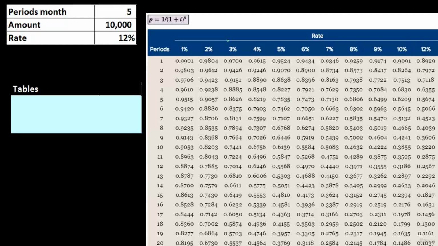So we'll take the 12 divided by 12, that gives us 1%. 1% being the percent, 5 being the periods, and that's going to give us this 0.9515. So we'll have our 10,000 as the amount, multiplying that times 0.9515. That gives us the present value, 9515.